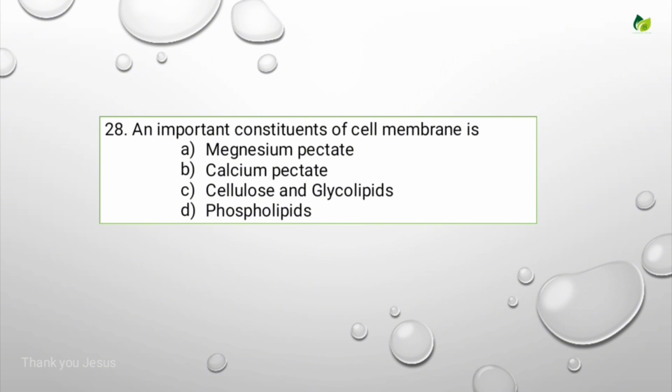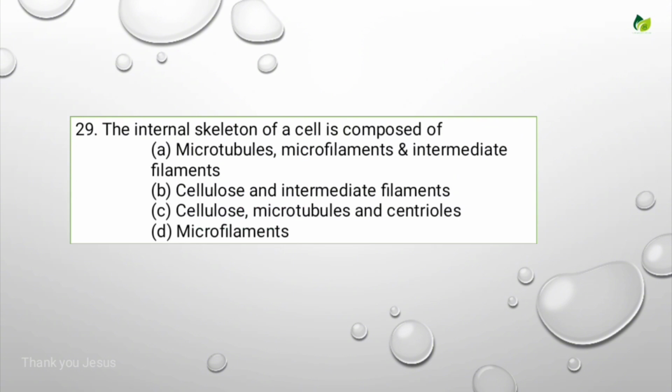An important constituent of cell membrane is: magnesium pectate, calcium pectate, cellulose and glycolipids, phospholipids. Phospholipids is the correct answer. Let's see the next question. So this question was repeated. Let's see the next question.